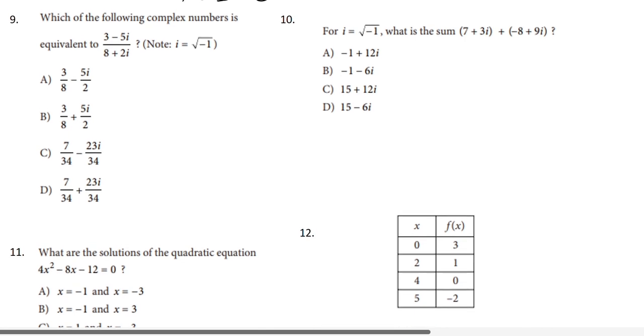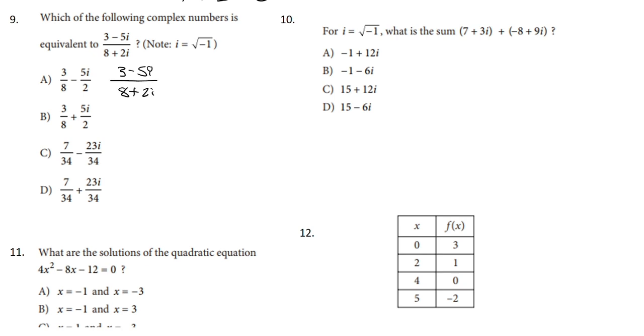Number 9 asks, which of the following complex numbers is equivalent to (3 minus 5i) divided by (8 plus 2i)? For this one, we're going to multiply the top and the bottom by the conjugate of the bottom. Remember, those are the exact same terms, with the sign in the middle being different. So we have (3 minus 5i) divided by (8 plus 2i). The conjugate of the bottom will be 8 minus 2i.